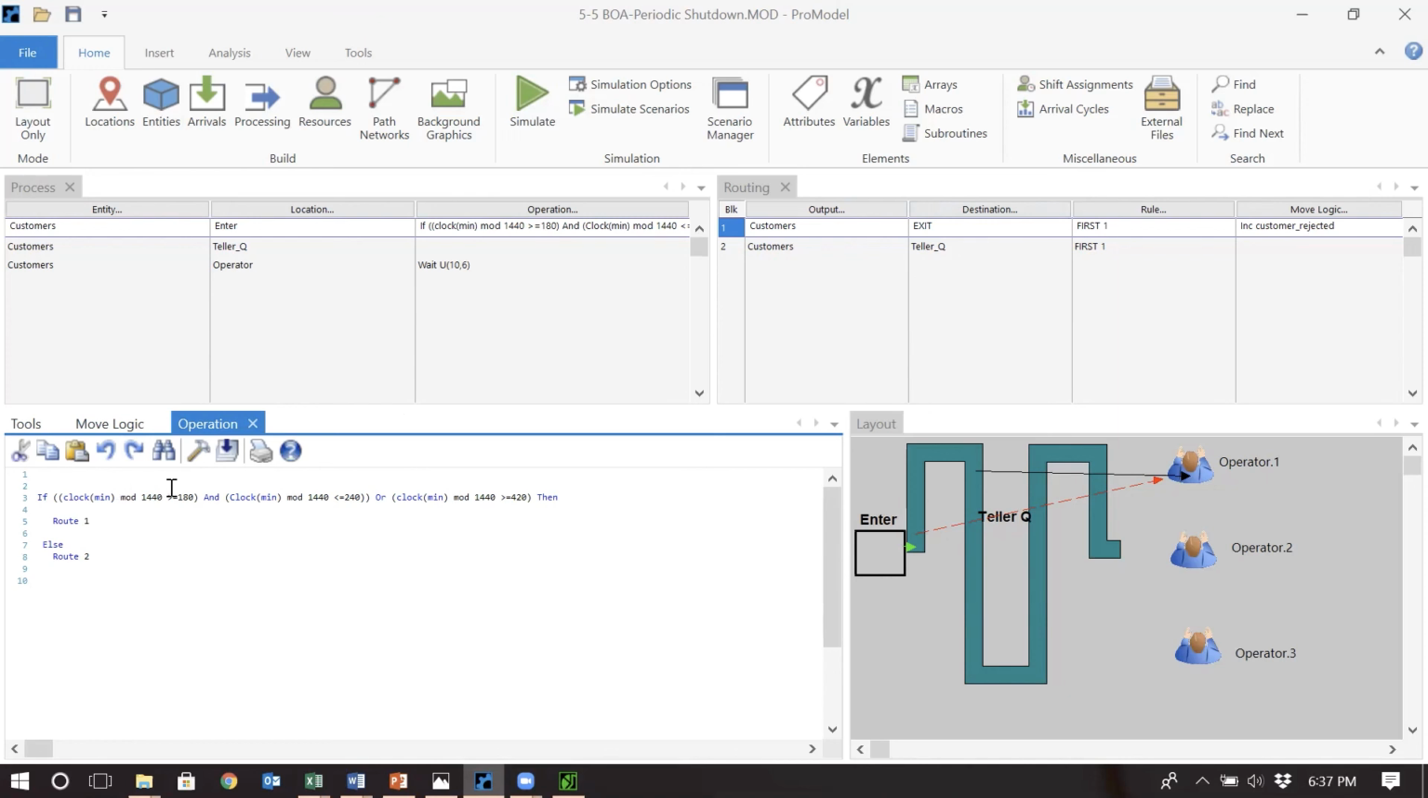Just because in your logic this is the condition for sending the customer to exit, and that is performed right here.